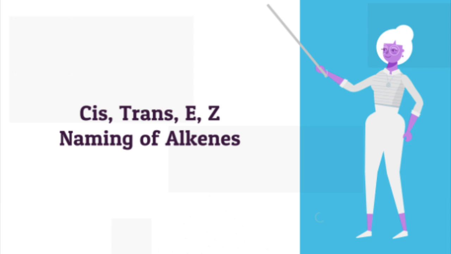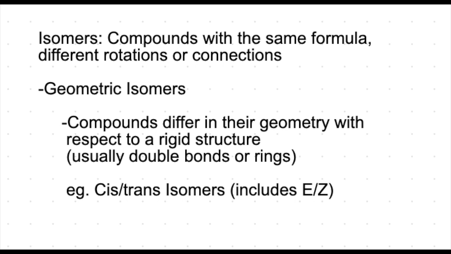Today we're going to be discussing cis, trans, E, and Z naming with alkenes. Before we get into naming, let's talk about isomers. Isomers are compounds with the same formula, but different rotations or connections. I will be making a video on stereochemistry later on, but I wanted to focus on geometric isomers.